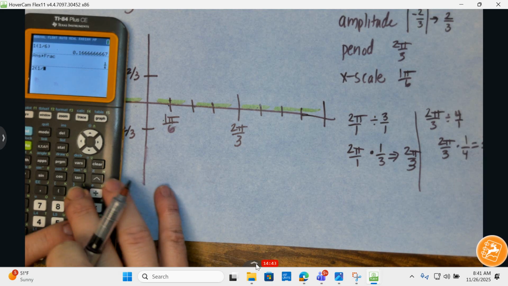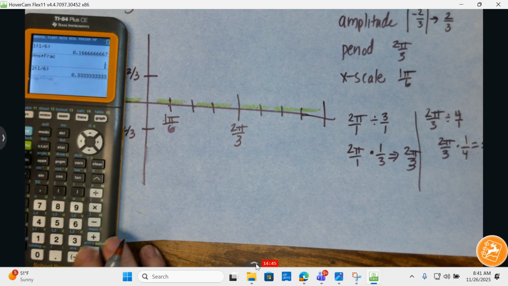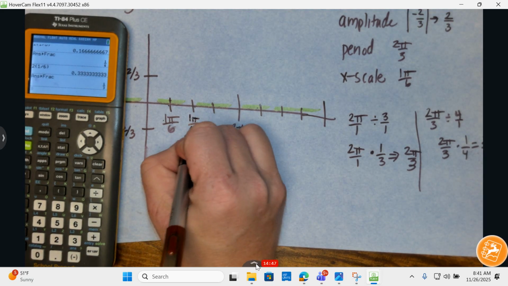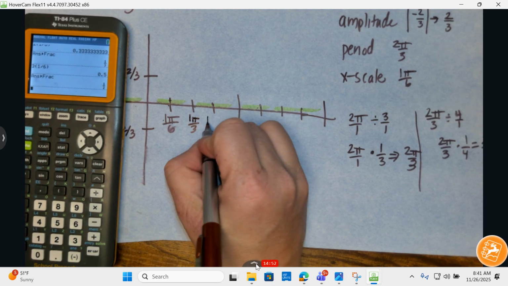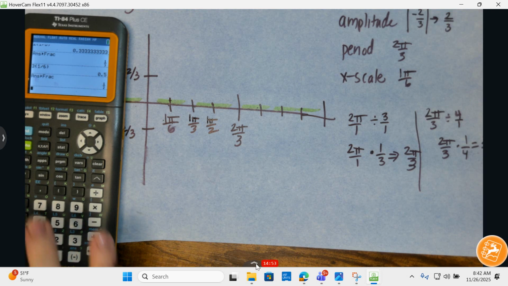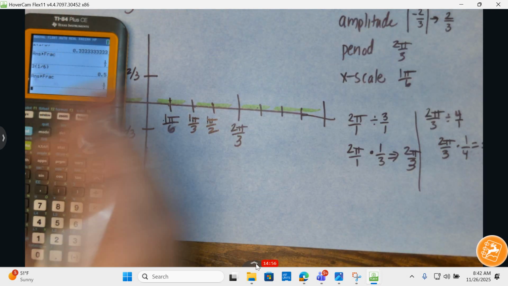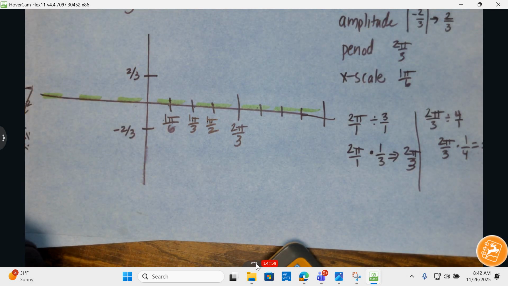Okay, here's my second step. Oop, I got a decimal. I turn it, so this is 1 pi over 3. Here's my third step. Oop, I got a decimal. 1 pi over 2. I'm going to press pause. I want you to finish going 8 steps to the right and 4 steps to the left.